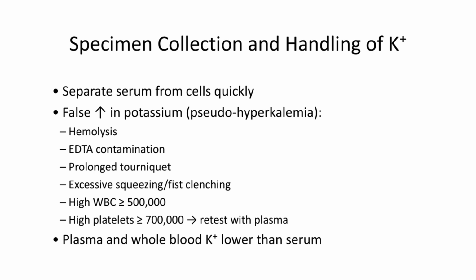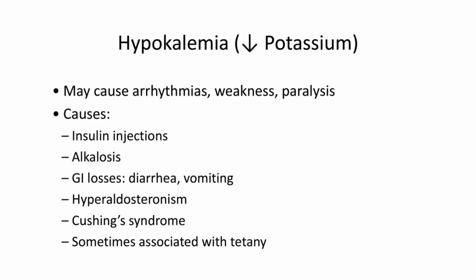Very high white blood cell counts or platelet counts may also falsely elevate potassium, so in those cases, potassium should be retested using plasma. Keep in mind that plasma and whole blood potassium are slightly lower than serum values because potassium is released from platelets during clotting. Both hypokalemia and hyperkalemia are dangerous because they can lead to heart arrhythmias, muscle weakness, or paralysis.